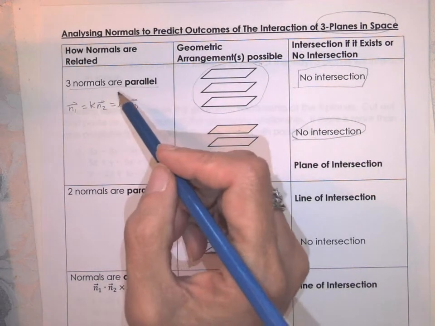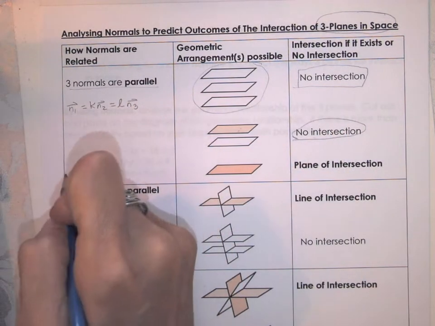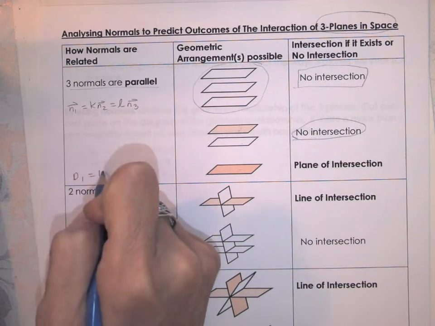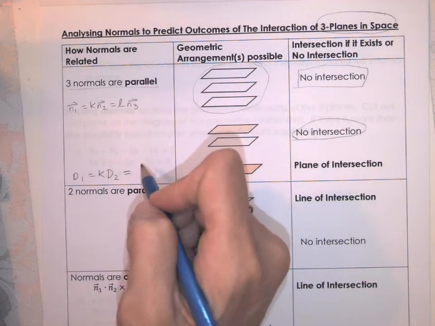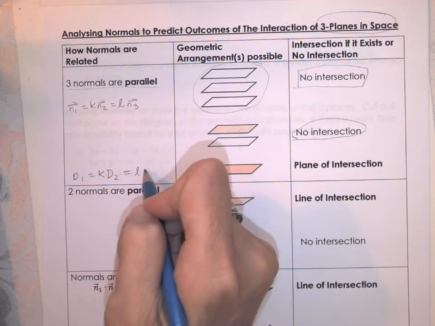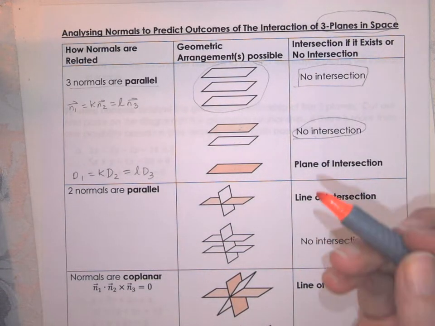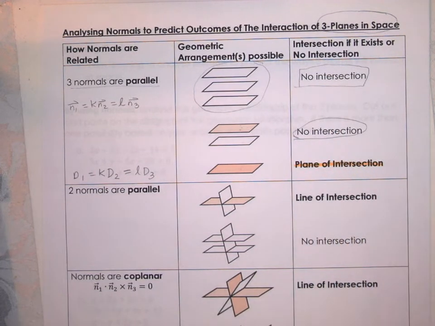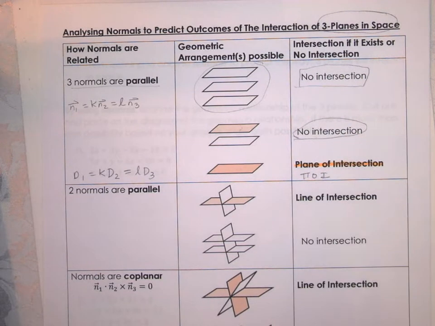The only one where all normals are parallel that causes an intersection is if d1 is equal to the same scalar multiple as the normals for the three d values. So when the d values are all in the same proportions as the normals are, then you'll get a plane of intersection. I'm going to highlight every time we get intersection, and this time it's a plane of intersection, or a pi-OI.